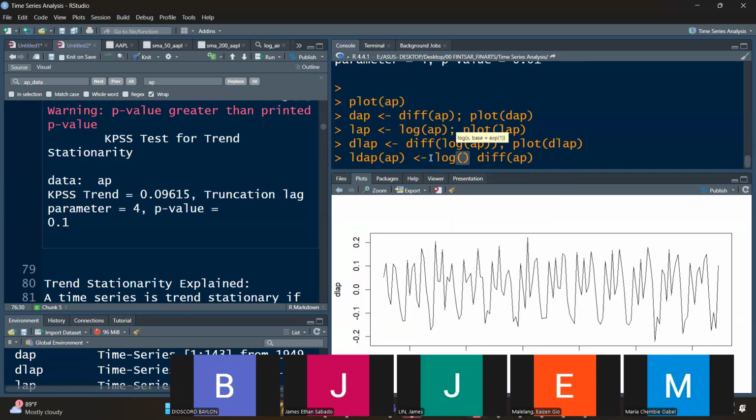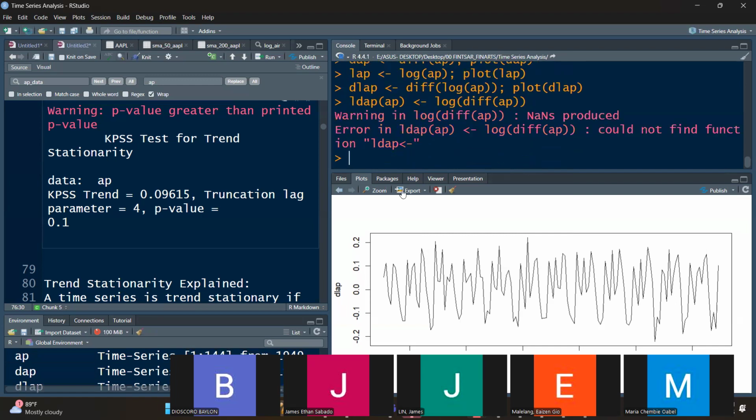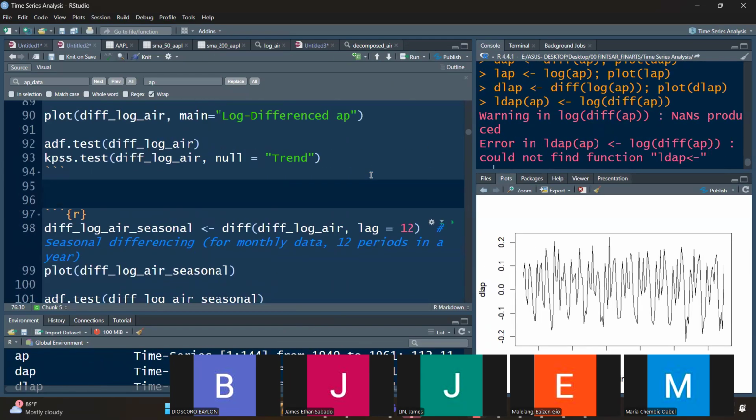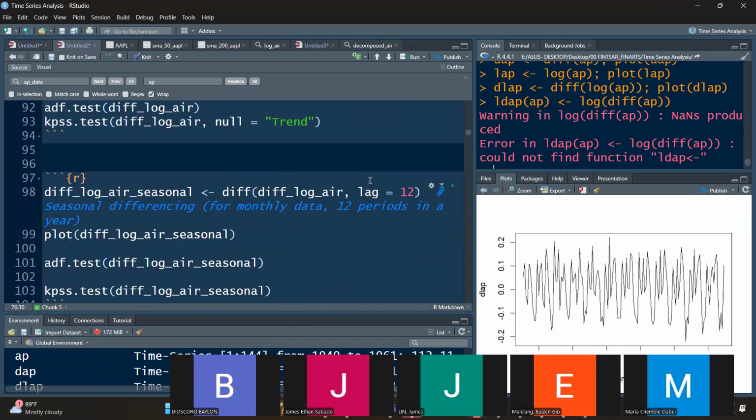Now this will not work because the difference of AP will generate negative values. When you subtract one value from another, there's a big chance that there will be negative values, and you cannot get the log of negative values. So, warning, and not a number produced. You cannot get the log of a negative number. I hope that's clear, class. That's a quick review of what we have discussed, class.